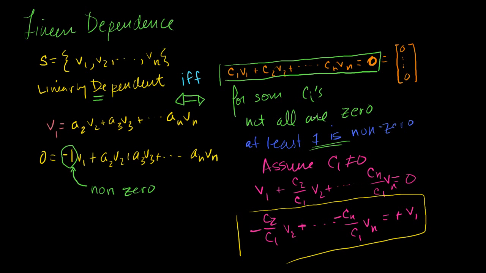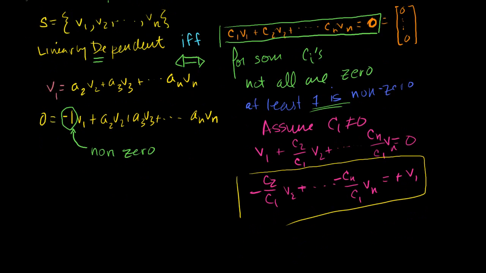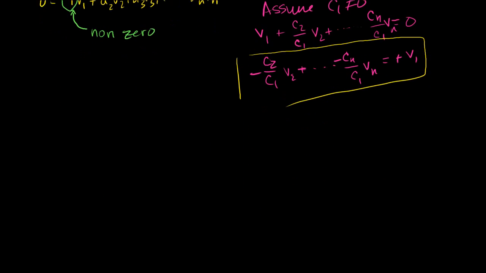So we're able to go this way too. If this condition is true, then I can represent one of the vectors as a combination of the others. If I can represent one of the vectors as a combination of the others, then this condition is true. So hopefully that kind of proves that these two definitions are equivalent. Maybe it's a little bit of overkill. But let's apply that definition now to actually test.